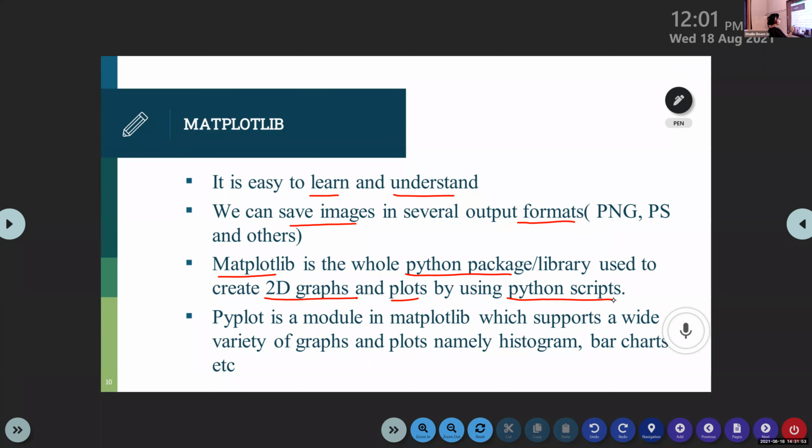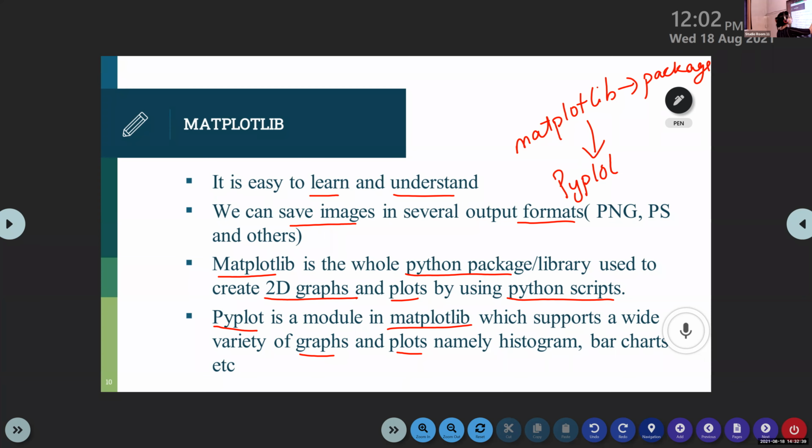Next is Pyplot. It is a module. It is a part of Matplotlib, which supports a wide variety of graphs and plots, namely histograms. You have learned about histograms and bar charts in your maths, isn't it? So what is Matplotlib? It is a package in Python. And what about Pyplot? It is a module. It is a part of Matplotlib.